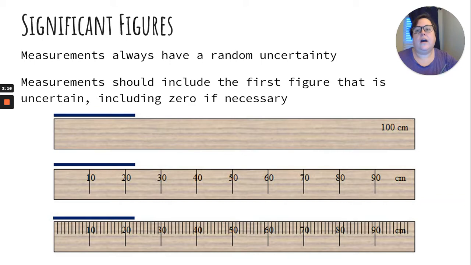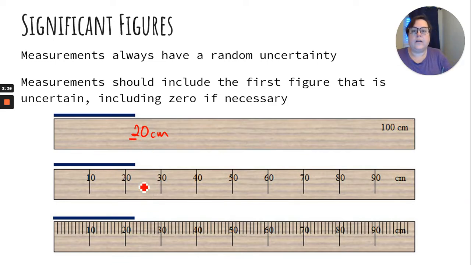Significant figures: everything that you know for certain plus 1. So for example, on our first ruler here, we can only estimate the first digit, the tens place probably. So we could say that this is roughly 20 centimeters. That's as much as we can. This is our estimated digit.